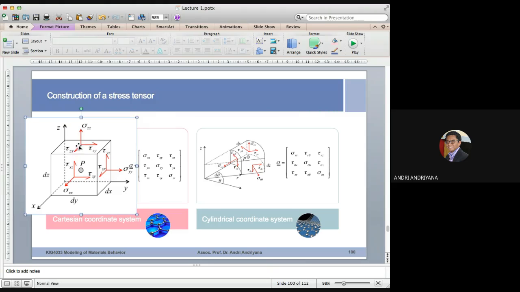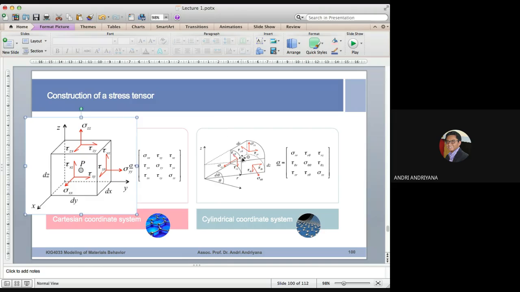Similarly here, why is it called zx? Because we look at the plane, the normal of the plane is along the z-axis, and then the shear stress itself is oriented along the x-axis. So it is zx, tau zx equal to tau xz. If tau zx or tau xz is equal to 1 megapascal, then I need to put 1 megapascal here. At the same time, here also 1 megapascal. I hope that is clear. Yeah, that is how we put the index.